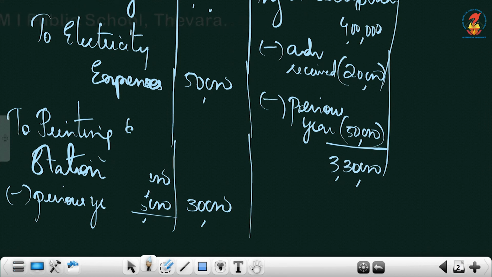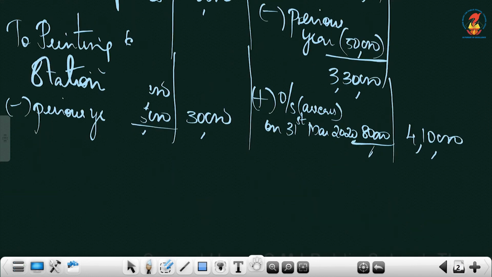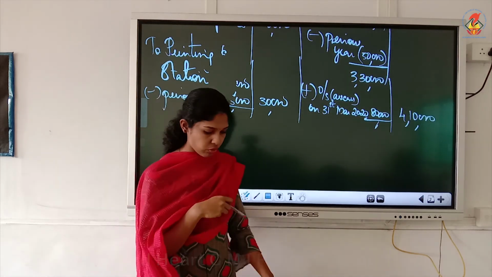Then this year's outstanding figure we have, that we'll add, that is outstanding, or it is given like arrears. Within brackets you write arrears if you want. Outstanding on 31st March 2020. That means this year's ending we have an outstanding figure of 80. Is it 80,000? Yeah, 80,000. So add this. Now your subscription in the outer column will be 4,10,000. This is how you have to write.